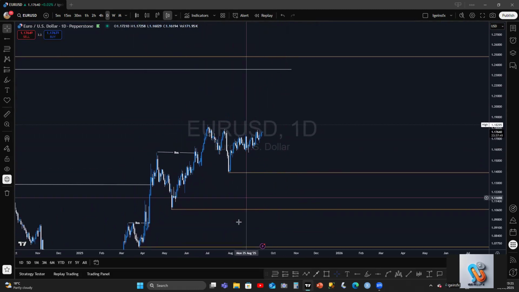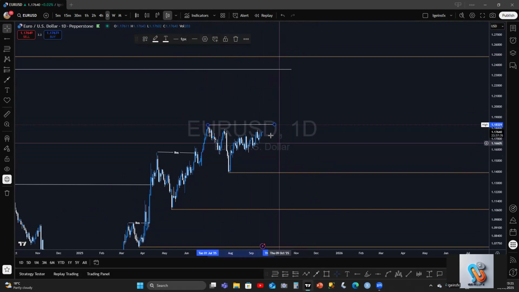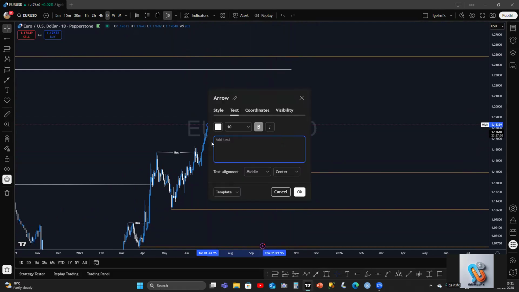So right now, we are looking at price breaking this level. There's a neckline here.